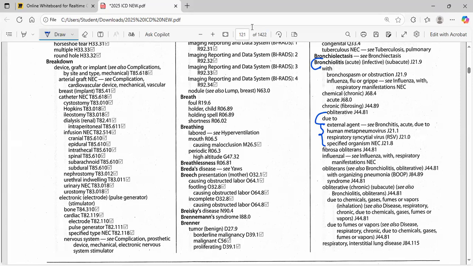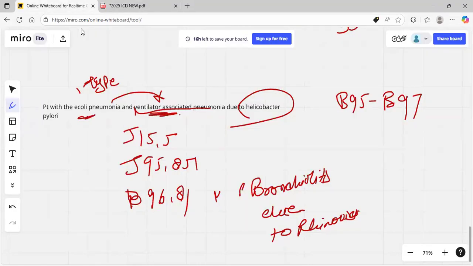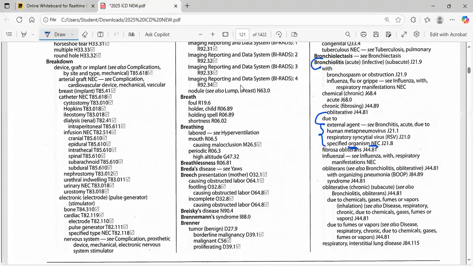So what will we do? We will pick a code for the specified organism NEC. So whenever a condition is listed, let's say in our documentation, our doctor mentioned that it is due to rhinovirus, but in our classification, a code for rhinovirus is not listed. So what will we do? We will use a code for the NEC, that is not elsewhere classifiable. Not elsewhere classifiable.